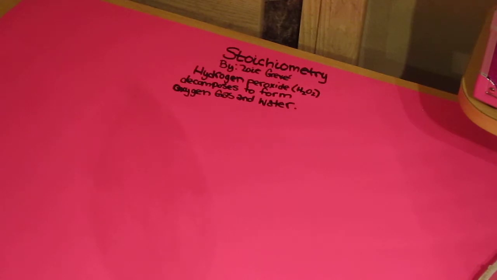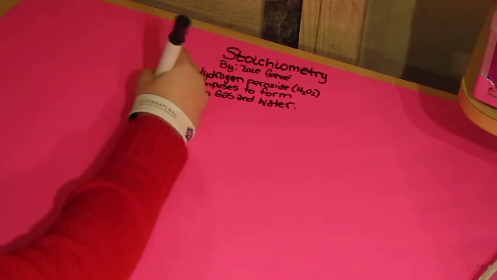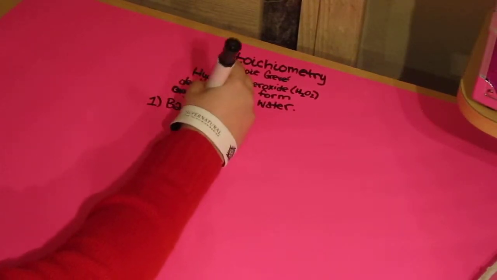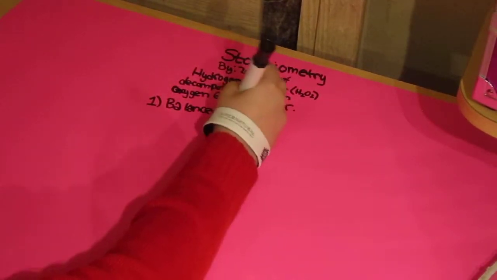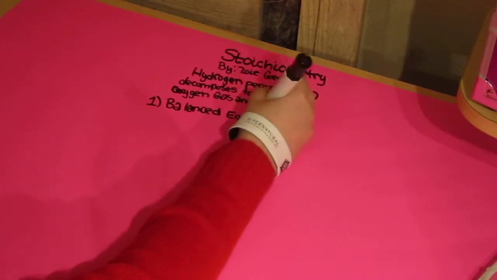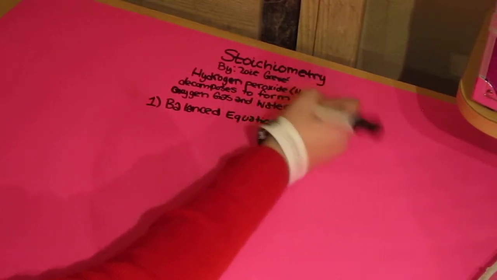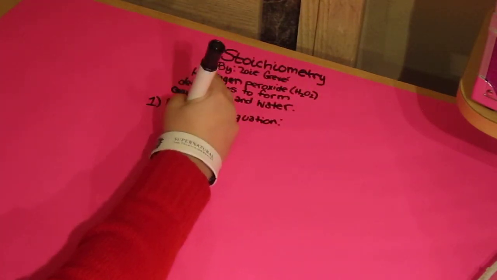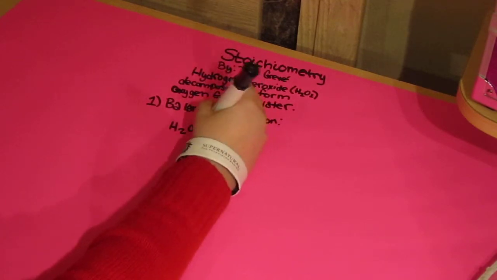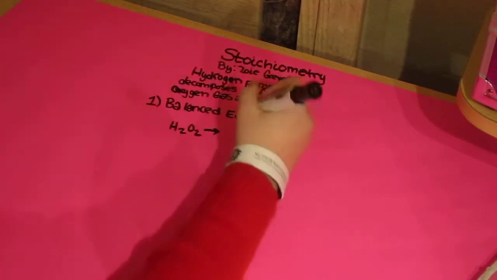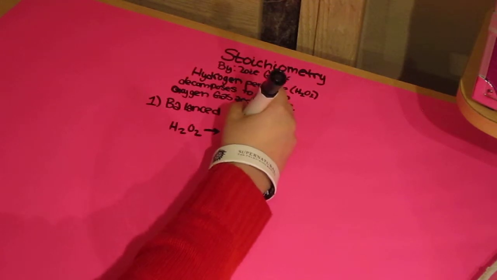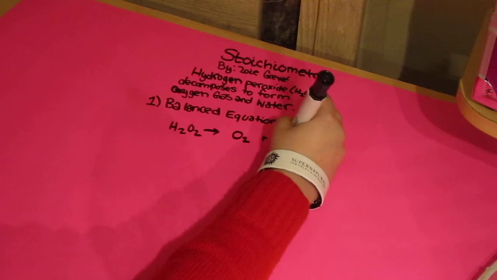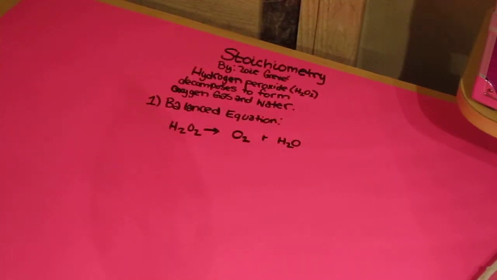So your first step is to write a balanced equation. You're given the first part, so H2O2 changes or decomposes to form oxygen gas and water. So that's not quite balanced yet.